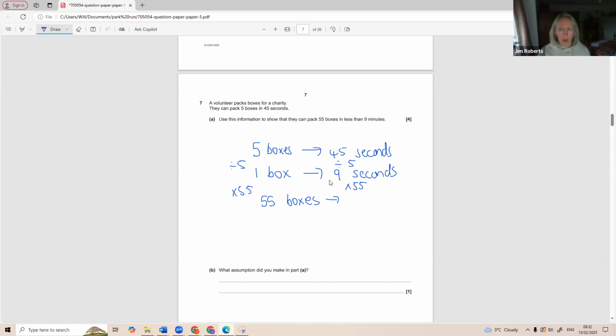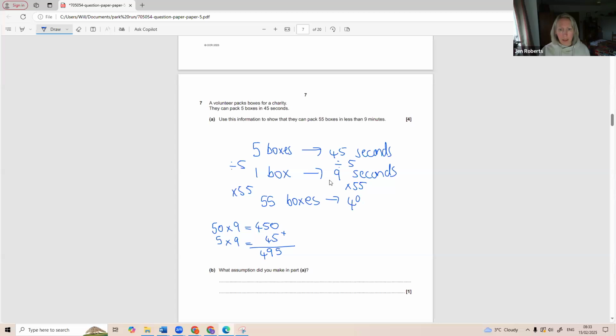We want 9 times 55. So it's up to you how you work this out. I'm going to do 50 lots of 9 and then 5 lots of 9 and add them together. So 50 lots of 9 is 450. You might have a slightly different way than me. 5 times 9 is 45. Add them together.